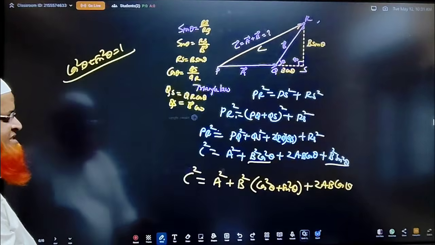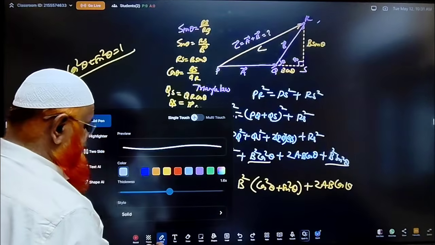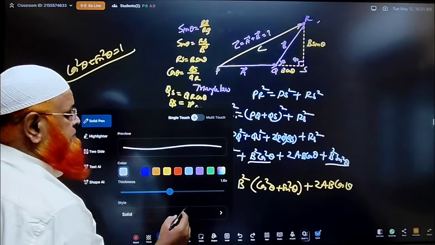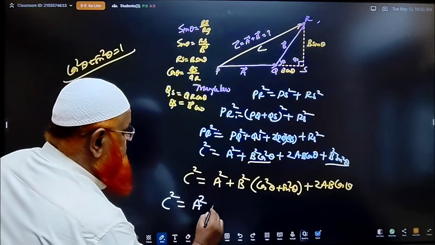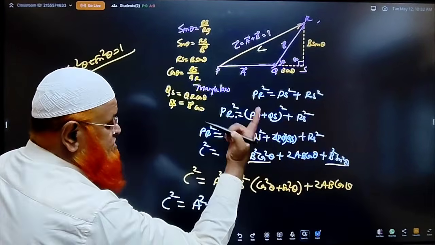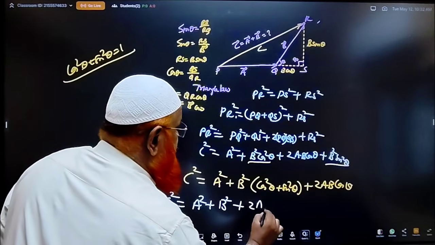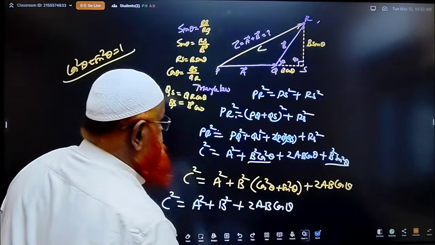Okay. So, then what is the final thing you should write here now? So, c square is equal to a square plus b square. This is going to be 1. This is going to be 2ab cos theta.